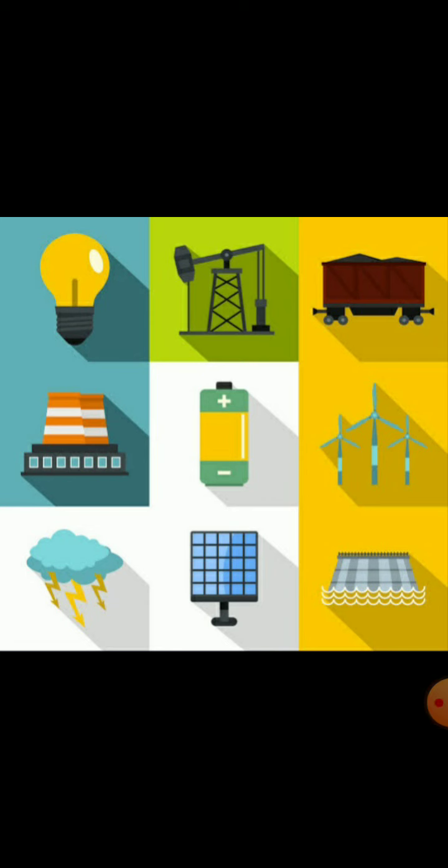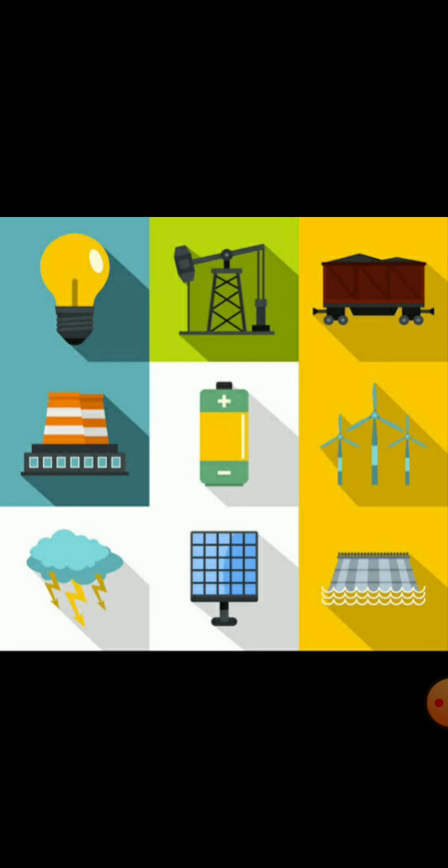Recall that in Standard 9 we have learned that the total energy during a physical or chemical process is conserved. We have learned the law of conservation of energy, which says that energy can neither be created nor destroyed. Only it can be transferred from one form to another. There we learned about kinetic energy and potential energy.